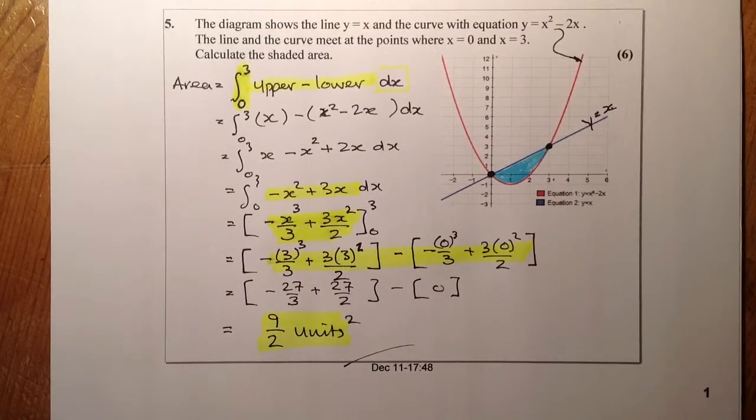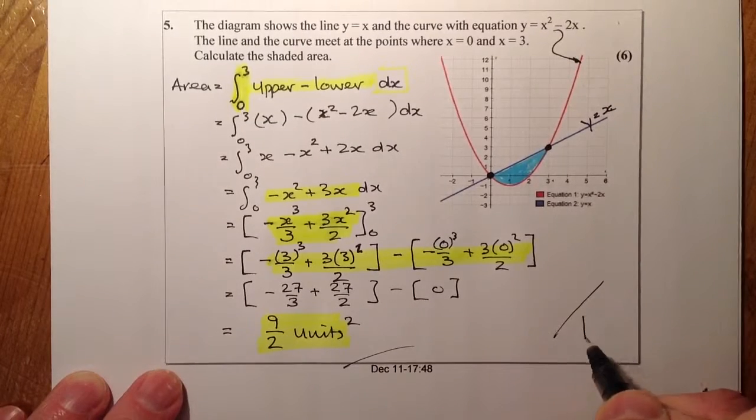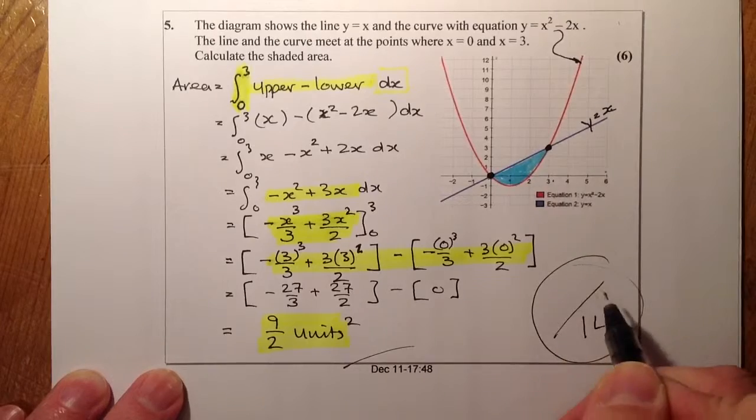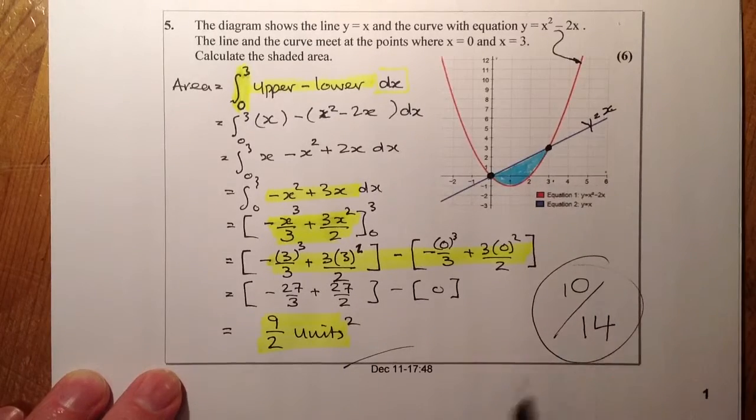So the outcome here for basic integration, it works out to be 14 marks in total. You're required to achieve 10 of them. Do your best. Good luck.